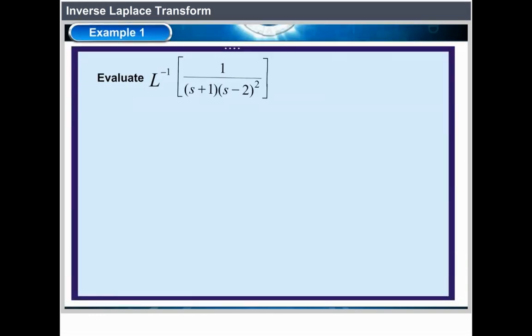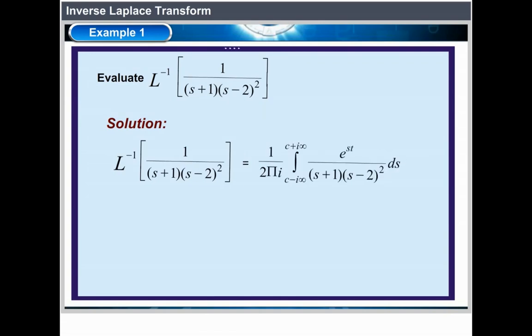Example 1. Evaluate L inverse of 1 divided by (s plus 1)(s minus 2) the whole square. Solution. L inverse of 1 divided by (s plus 1)(s minus 2) squared equals 1 divided by 2πi integral from c minus i infinity to c plus i infinity of e^(st) divided by (s plus 1)(s minus 2) squared ds, which equals the sum of the residues. Call this equation number 1.